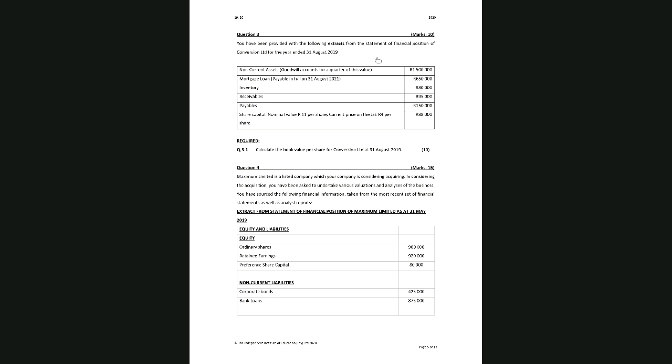And then question 3, you've been provided with the following extracts from the Statement of Financial Position of Conversion Limited for the year ending 31 August 2019.